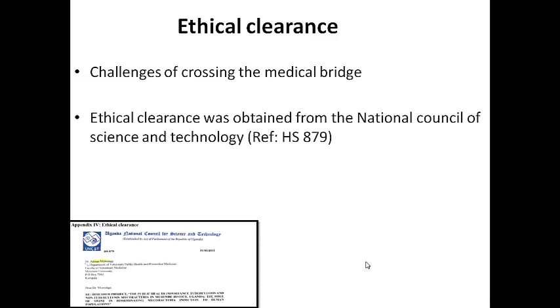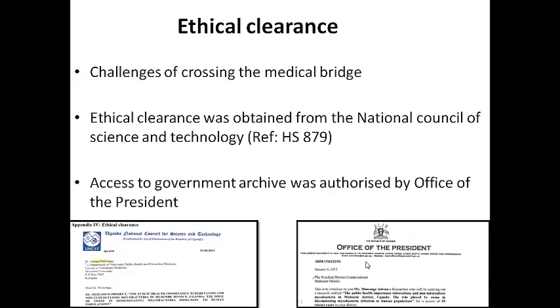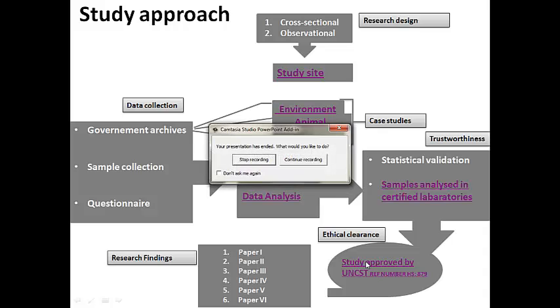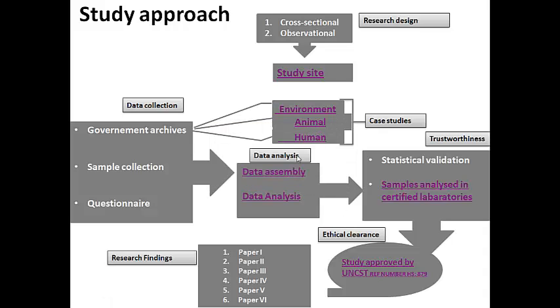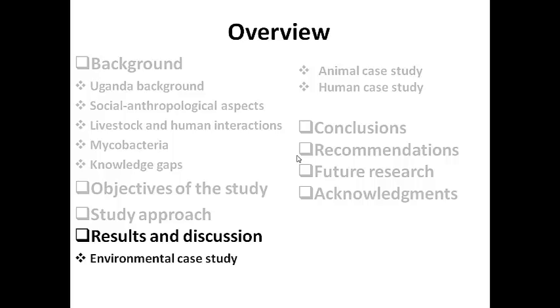We did get the ethical clearance from the Uganda National Council of Science and Technology, but also because we had to access government archive, including meteorological data and all facets of data that we had to overlay in order to give a complete epidemiological picture, we had to get special permission from the Office of the President. And after all that, we produced 6 articles, and we shall now go through the results and discussion.